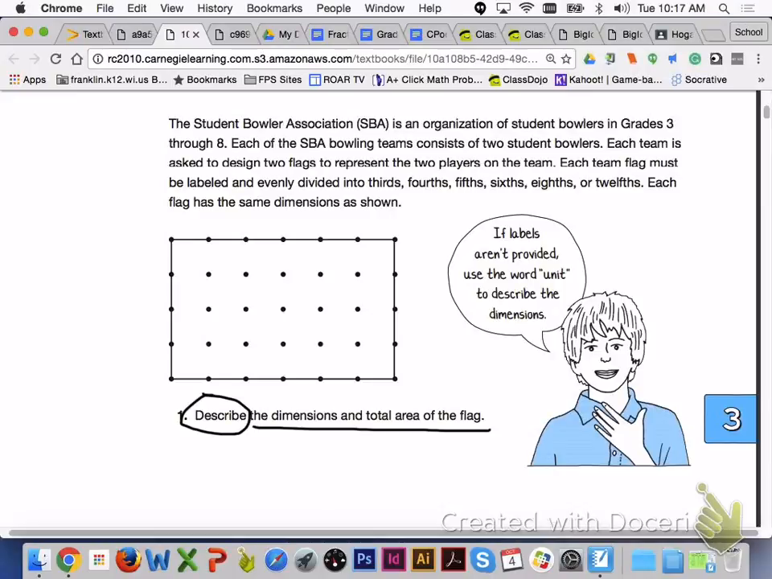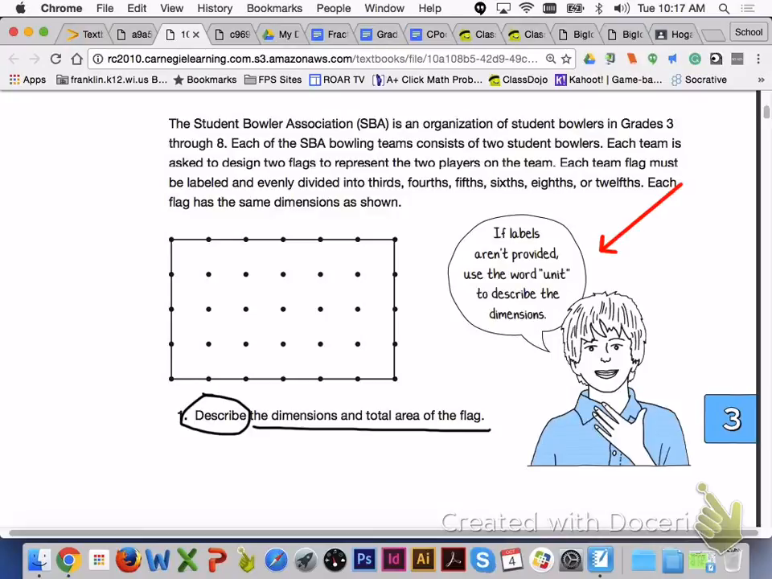Let's turn to page 97. The Student Bowler Association, or SBA, is an organization of student bowlers in grades 3 through 8. Each of the SBA bowling teams consists of 2 student bowlers. Each team is asked to design 2 flags to represent the 2 players on the team. Each team flag must be labeled and evenly divided into thirds, fourths, fifths, sixths, eighths, or twelfths. Each flag has the same dimensions as shown.